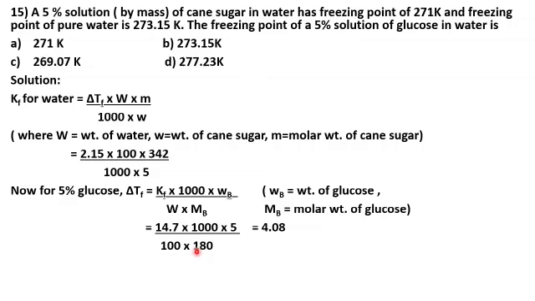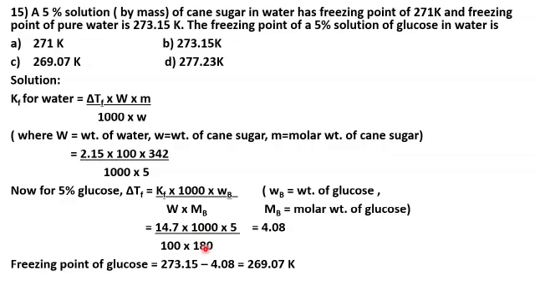So we have to use the formula for calculation of molar weight of glucose, that is C6H12O6. All the atoms' atomic weights must be added to get the molar weight. Then freezing point of glucose solution can be calculated by subtracting delta Tf value from the freezing point of solvent, that is water. So 273.15 minus 4.08. So answer is 269.07. So correct option is therefore option C.